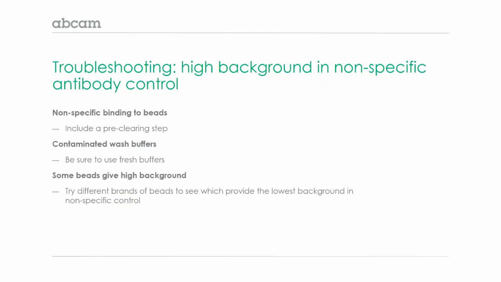Now on to troubleshooting. What if you have high background in your nonspecific antibody control? So this would be either your isotype IgG control or beads-only tubes. There could be nonspecific binding to the beads, so I always recommend including a pre-clearing step. You could have contaminated wash buffers, so it's good practice to always use fresh buffers or replace your buffers if you're getting high background. And some beads inherently have high background, so it's good to try different beads and different blocking strategies to see which provide the lowest background in the nonspecific control.